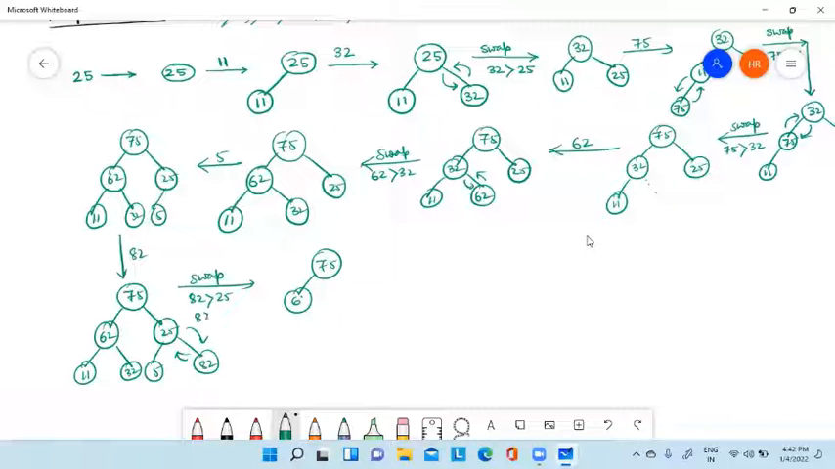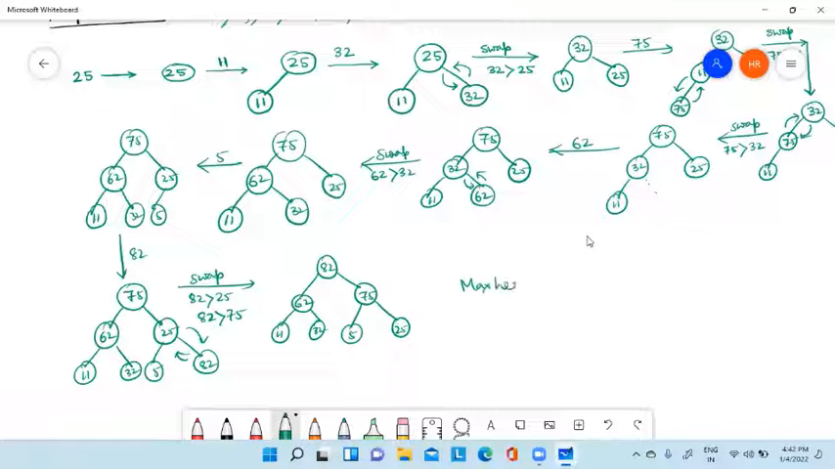Then 82 is again greater than 75. So I'm writing it directly here. 82 will come here. 75 will come here. Here comes the 25. This side 5. This side 62. 11. 32. Done. So this is your max heap. So this is the max heap creation.